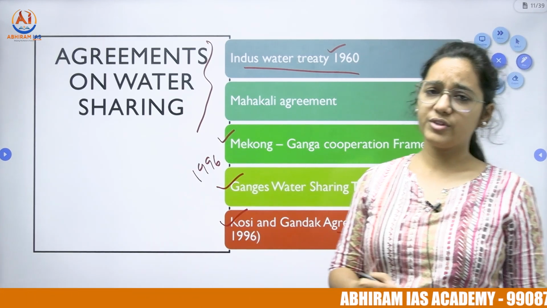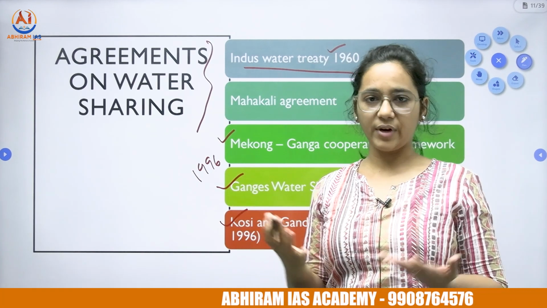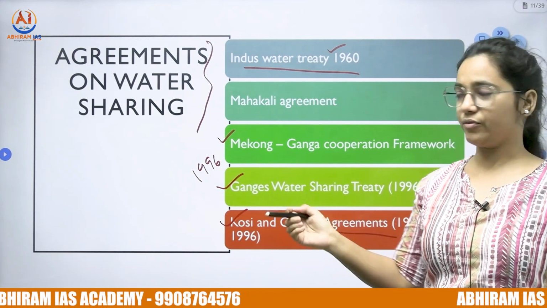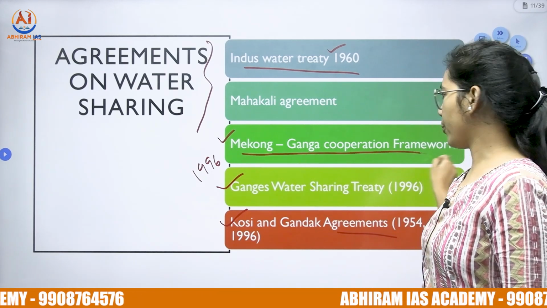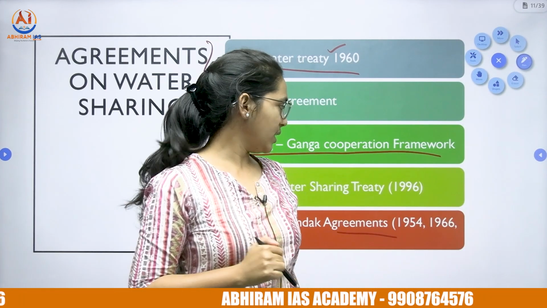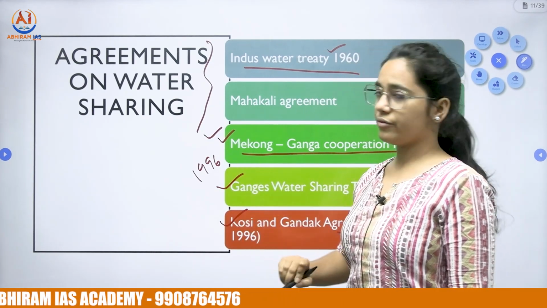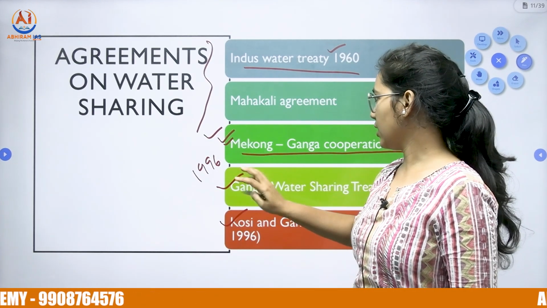And instead of treaties and agreements, there can also be a broader framework, where we can frame all the rules adhering to the principles in the framework. One such one is the Mekong-Ganga Cooperation Framework, which is mainly for sustainable and integrated development of the catchment areas of the Mekong and Ganga rivers.